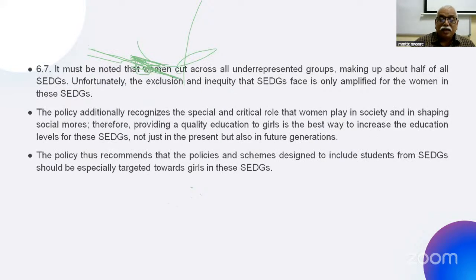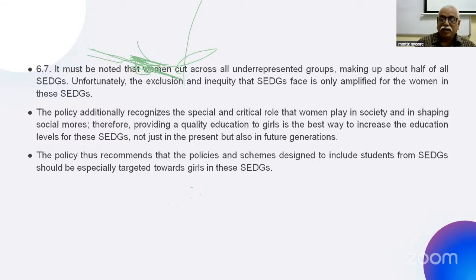Now, how must SEDGs also be considered? They talk about it: it must be noted that women cut across all underrepresented groups. So that means when you consider SEDGs, apart from all the social and economic factors, you should also consider the gender factor, especially the female factor or girl child education. In these cases, they emphasize that women's education must be given more importance and addressed in a very meaningful manner.